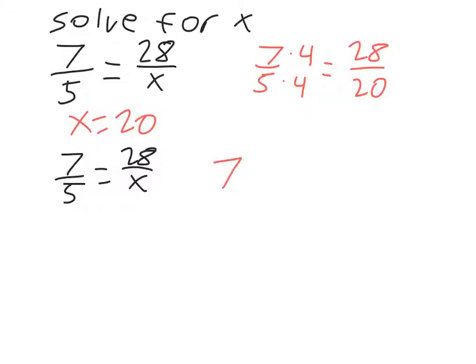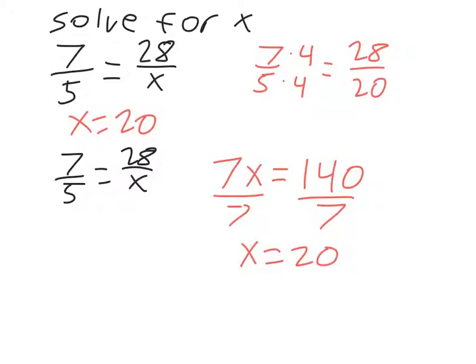So 7 times x, or 7x, equals 28 times 5, which is 140. Then solve for x. Divide both sides by 7, and that'll give you x equals 20. Both ways you get the same answer. One is easier for the easy kinds of problems, but one is easier for the more difficult problems. Make sure you understand how to do both of them, though.